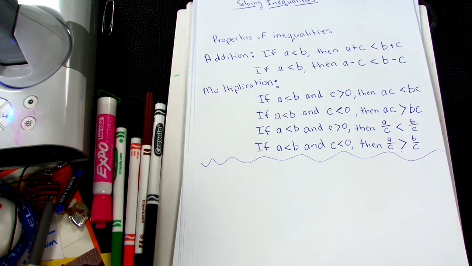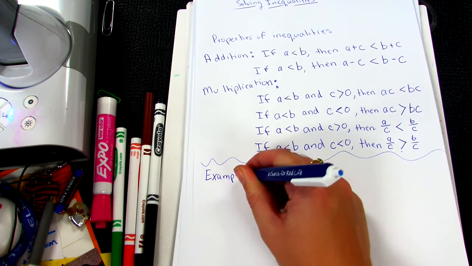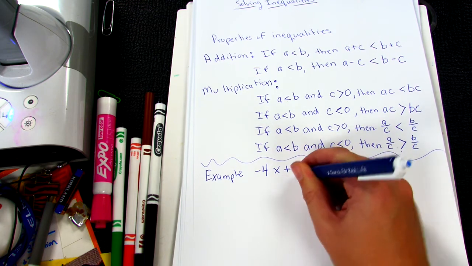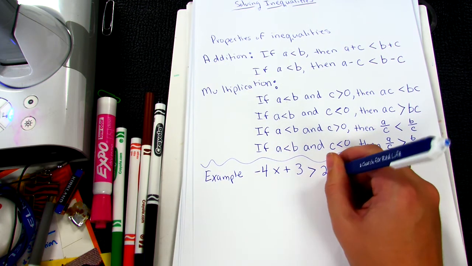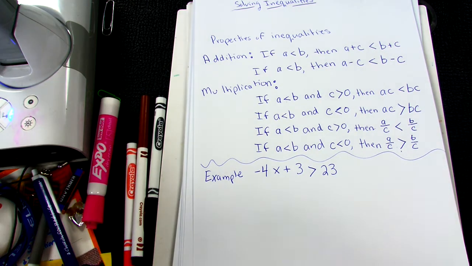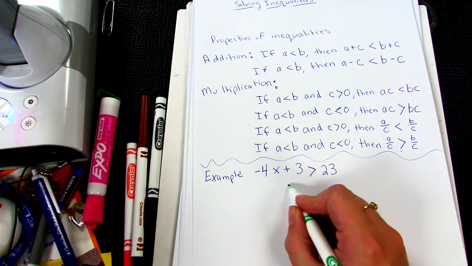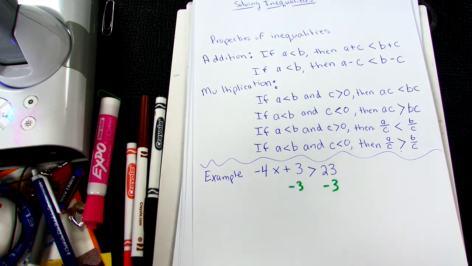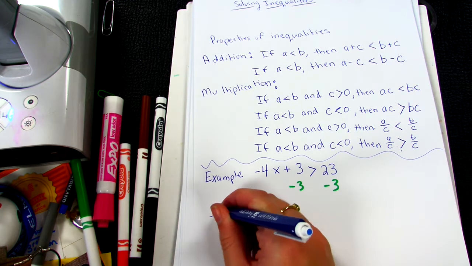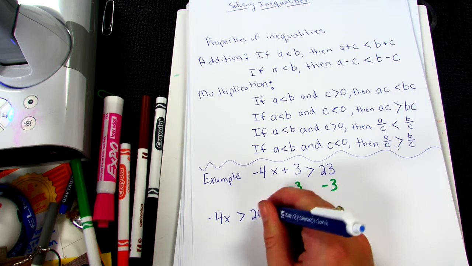All right, so our first example says negative 4x plus 3 is greater than 23. So just like any other two-step equation, the first thing you want to do is take care of the addition or subtraction. So I'm going to take care of this plus 3 by subtracting 3. And that leaves me negative 4x is greater than 20.